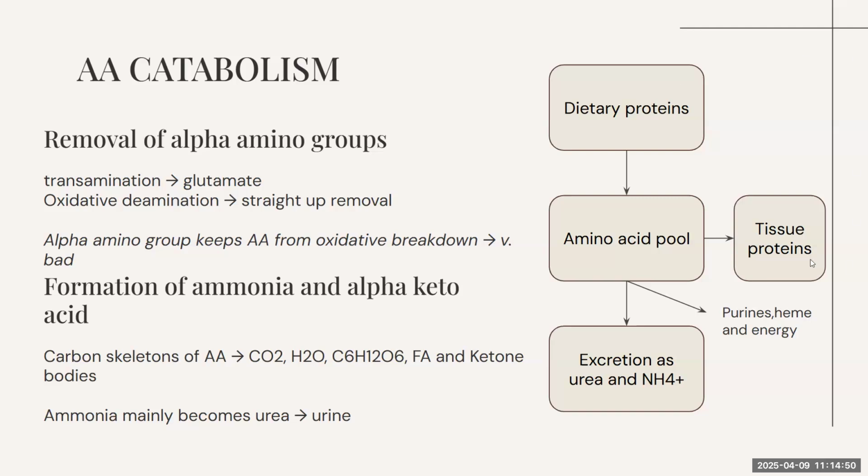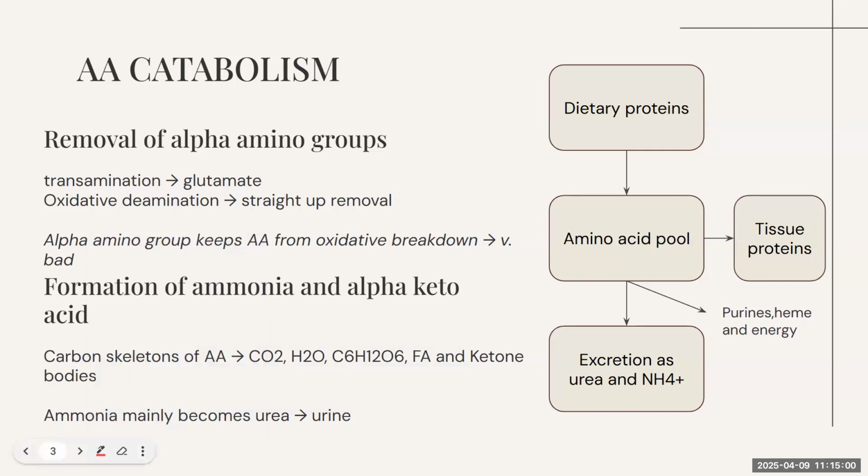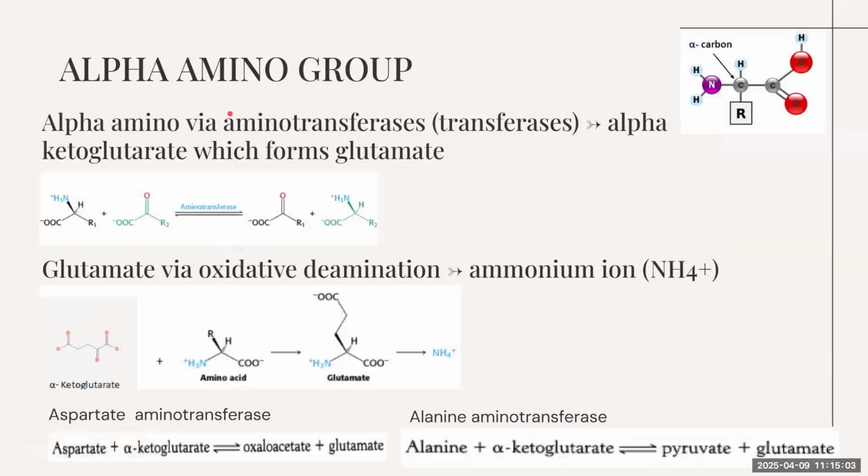Now, this is a schematic drawing of what's happening, basically a very rough summary. Just going to turn on the pen. Now the alpha amino group, which is this guy, the one that's causing all these problems, via aminotransferases, a transferase enzyme, becomes alpha ketoglutarate, which later on forms glutamate.